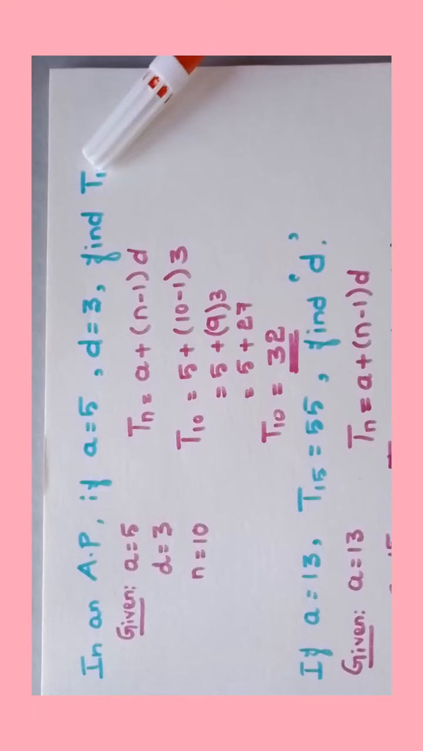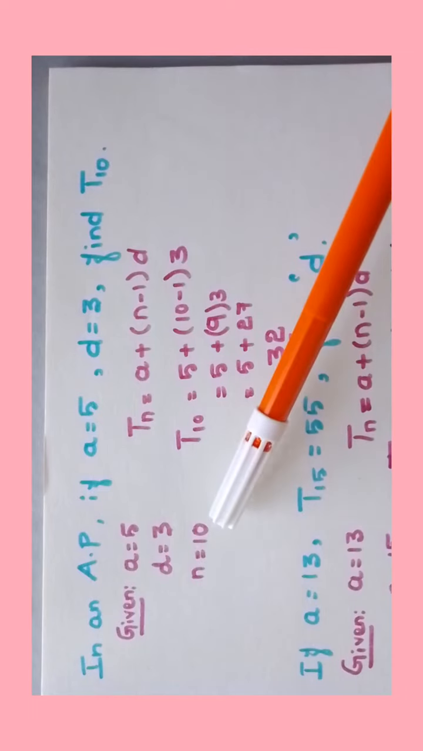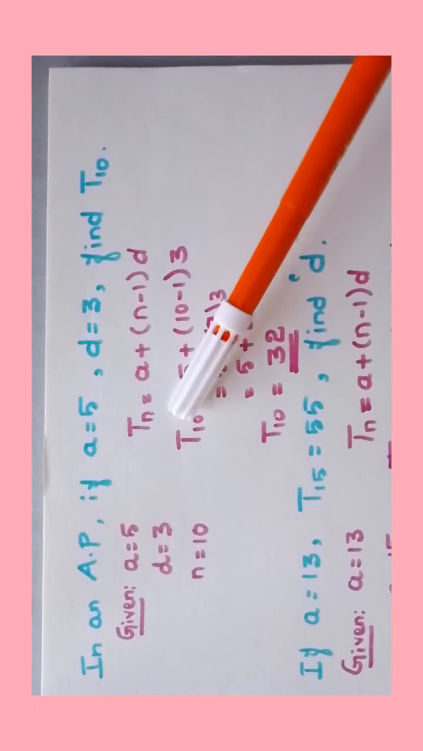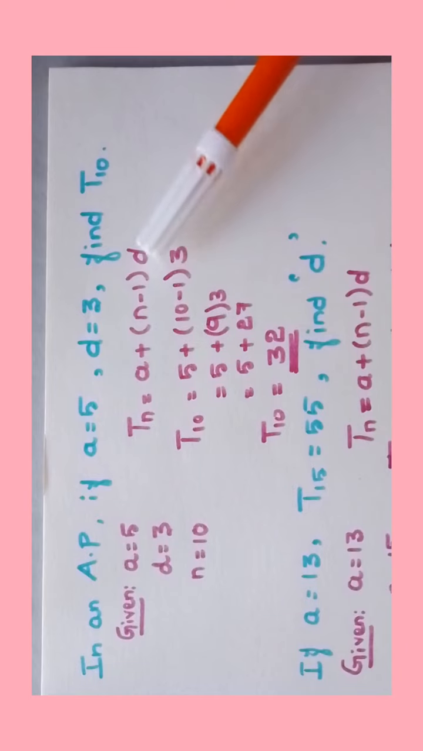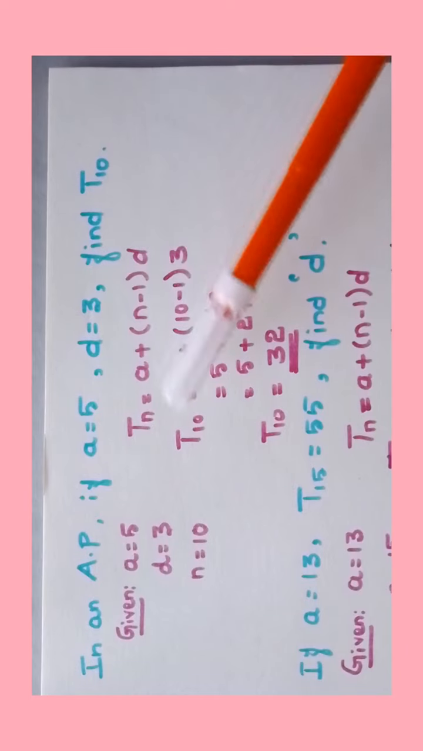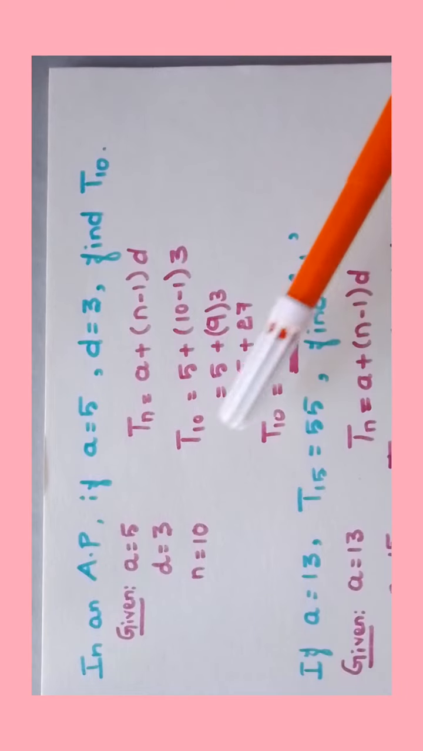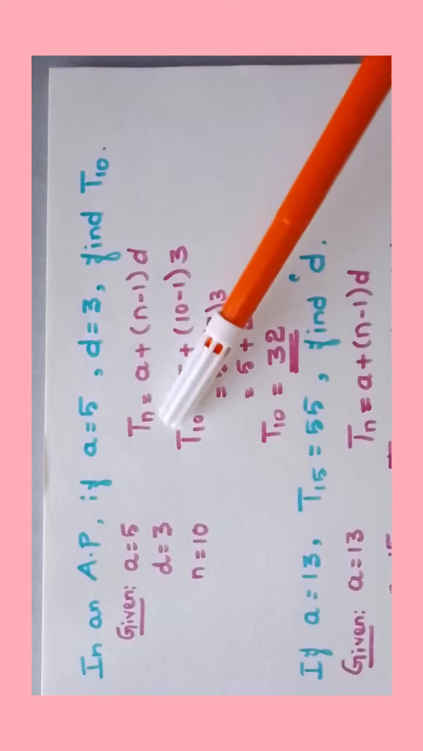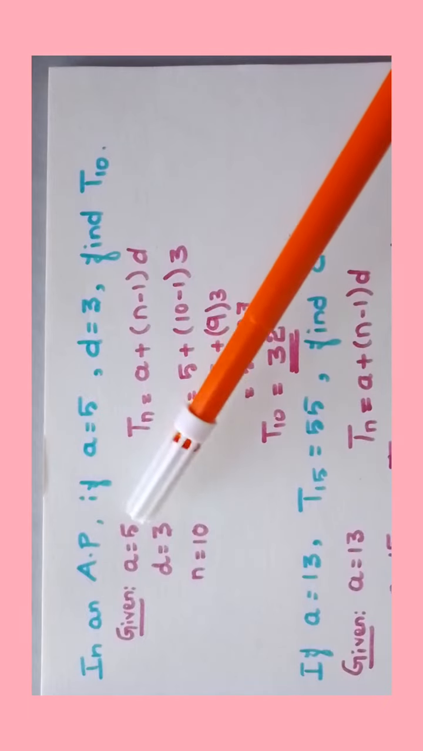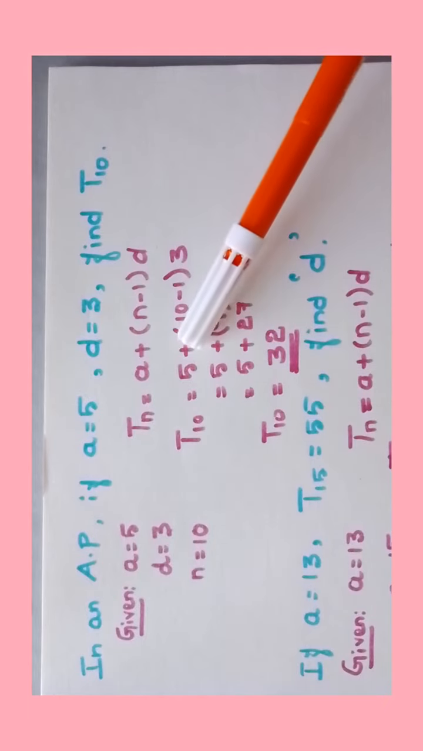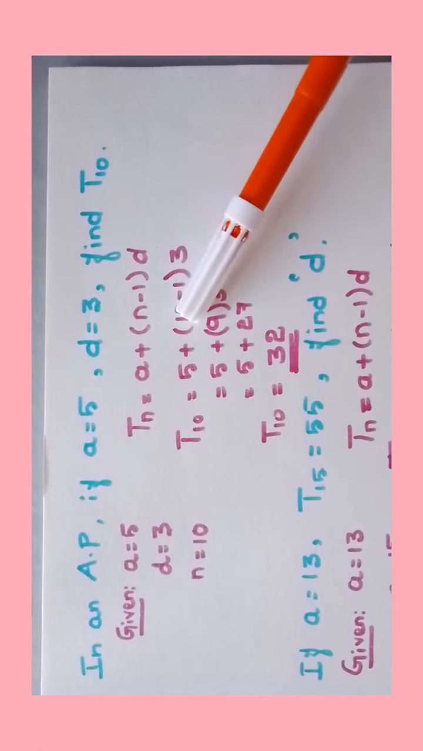So this 10 is nothing but the n value. N is equal to 10. We know the formula: Tn is equal to A plus (n minus 1) into D. To calculate the 10th term, that is T10, the n value is 10, and we substitute the remaining: A is equal to 5, n is equal to 10, and D value is 3.